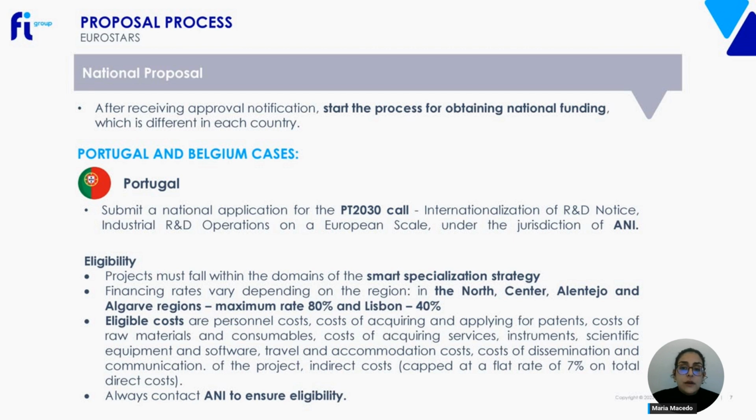We also have an indication of eligible costs, which are detailed in the slide, and this would be personnel costs, costs of acquiring and applying for patents, costs of raw materials and consumables, as well as acquiring services, instruments, equipment, and software. There is also room to finance travel and accommodation costs and costs with dissemination and communication of the project. Finally, there is an indirect cost rate, which is a 7% flat rate applied on the total direct eligible costs. And so this would be the case for Portugal.